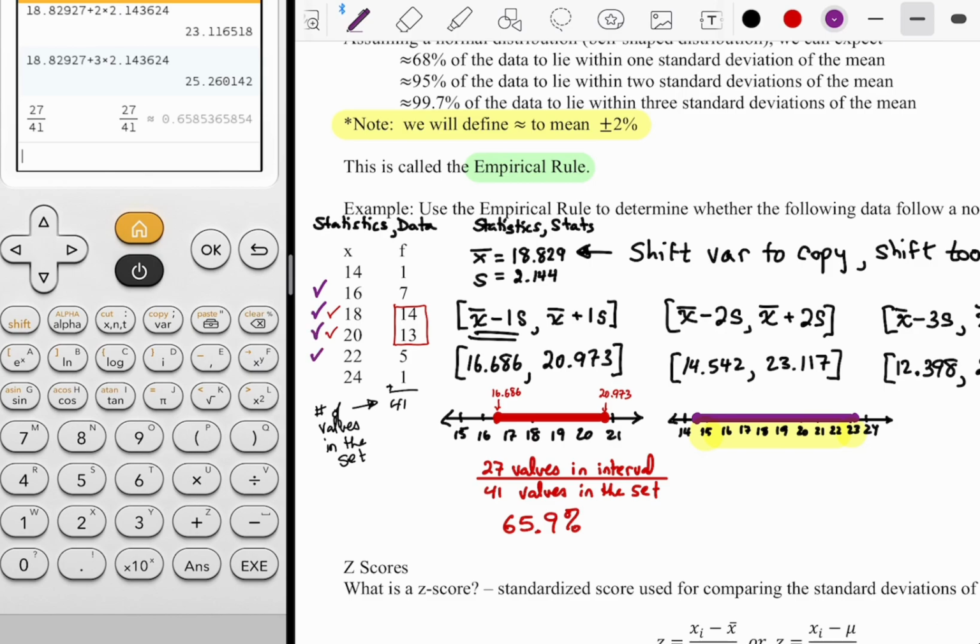So I have a total of 4 different types of values: the 16s, the 18s, the 20s, and 22s. The 16 occurs 7 times, the 18 occurs 14 times, 20 occurs 13 times, and 22 occurs 5 times. I need those counts. So in this interval, I have 39 values, and there are 41 values in the set.